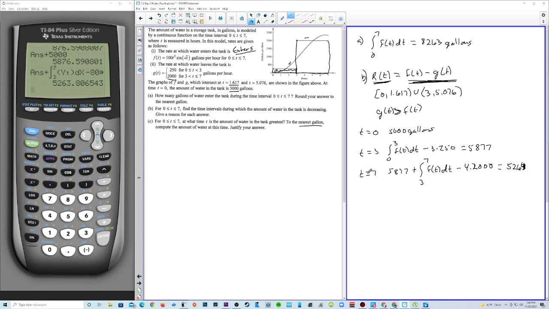And so let's answer the question. To the nearest gallon, what time t is the amount of water in the tank the greatest? The amount of water in the tank is greatest at t equals 3. I think this is hours. And there are 5,877 gallons.